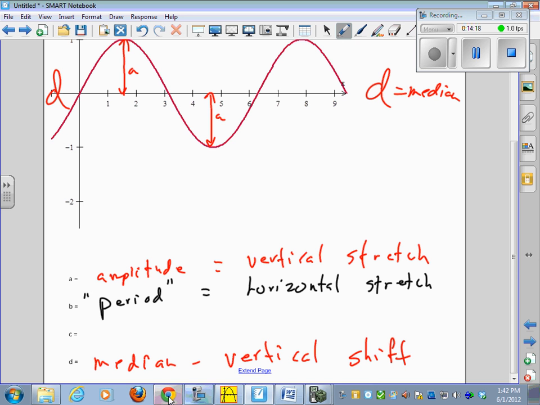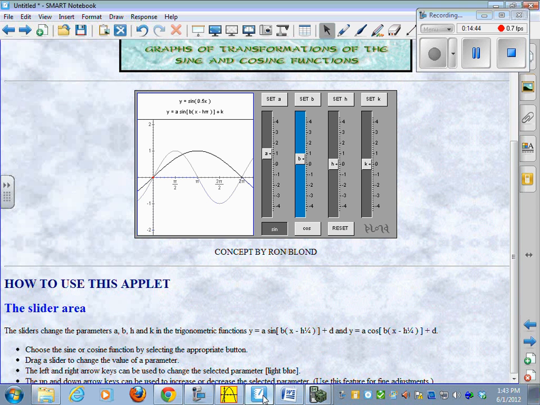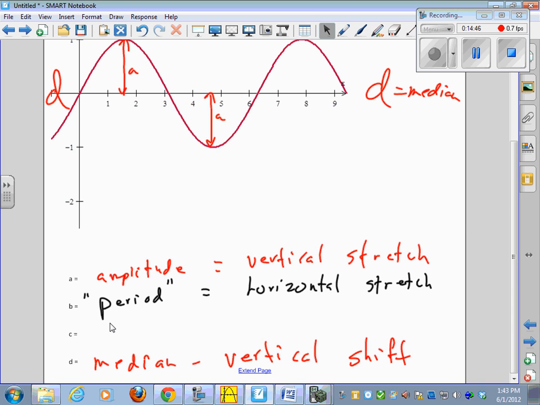Now, interestingly enough, when I reset here, when B gets bigger, it actually does what? It scrunches it, right? In fact, the period gets smaller. So when B is big, period is small. When B is less, period is big. It's sort of the opposite, the inverse of the period. And I'm going to explain to you how that works shortly. Okay, so that must mean that C is what we call the phase shift.